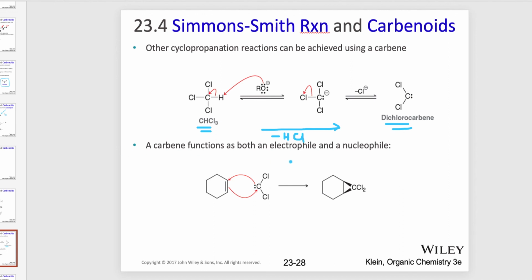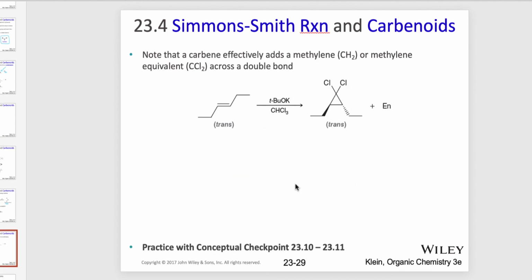Again, this carbene functions both as electrophile and nucleophile, and now we just have 2 arrows shown here as opposed to what we saw with the organozinc component. But again, we're making a cyclopropane ring as shown here. Now we have 2 chlorine atoms instead of hydrogen compared to the previous reaction. So basically we're effectively adding a methylene group, so either CH2 or CCl2 across a double bond, which is shown here.